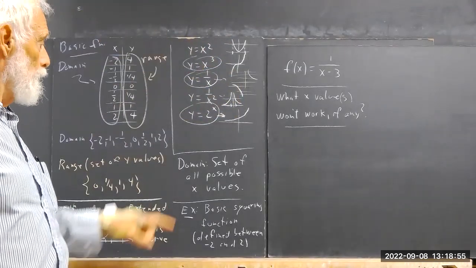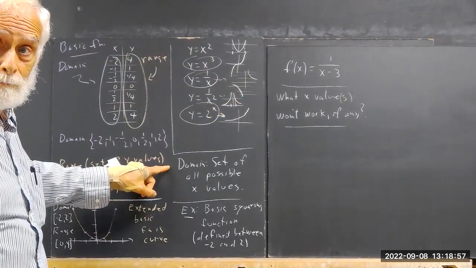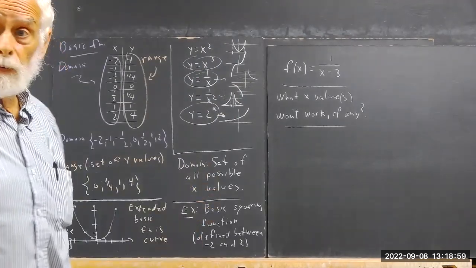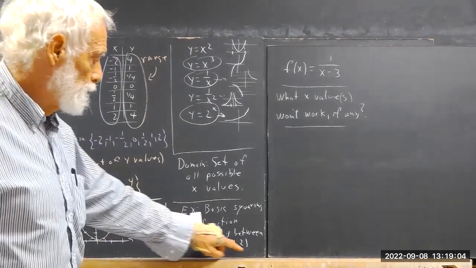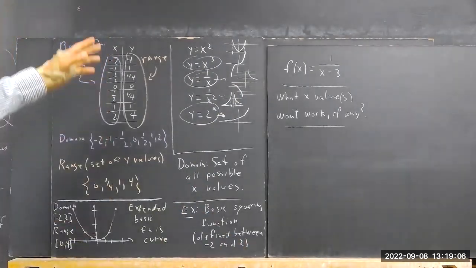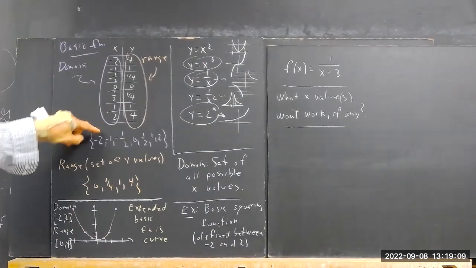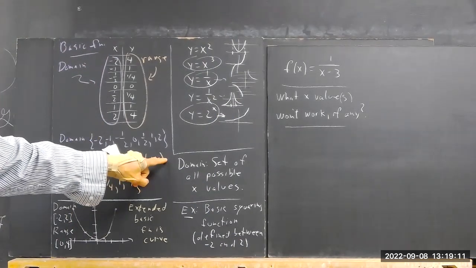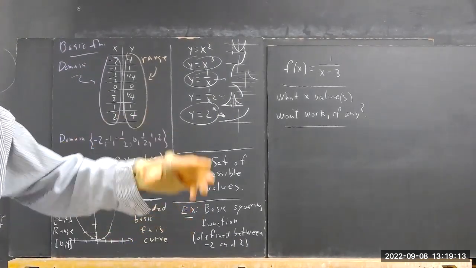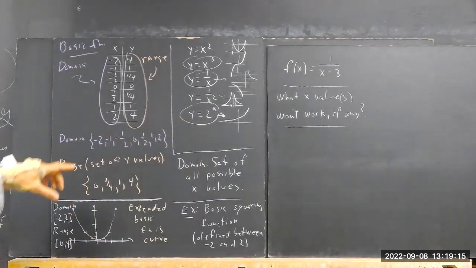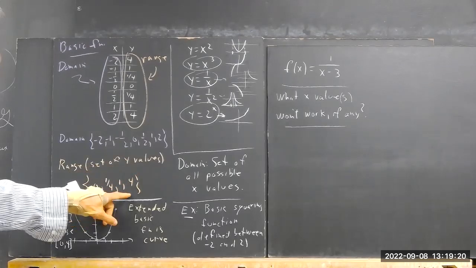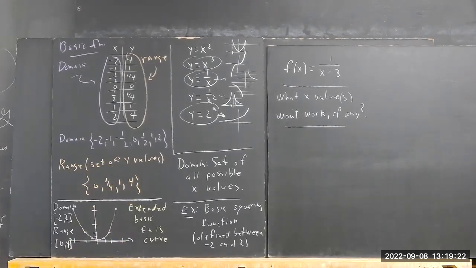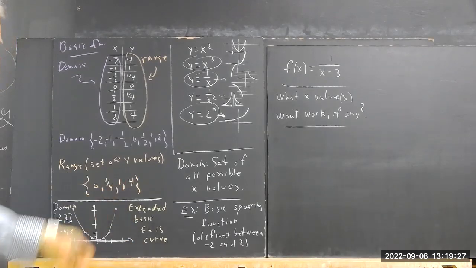Now, what's the domain of a function? Okay, set of all possible x values. For example, the basic squaring function, which is defined between -2 and 2. If we make a table, the domain is all the x values, just a set of x values. We talked about this last time, so it's kind of a quick summary, just to remind you. A domain is the set of all x values, the range is the set of all y values, and here's the set of all y values.